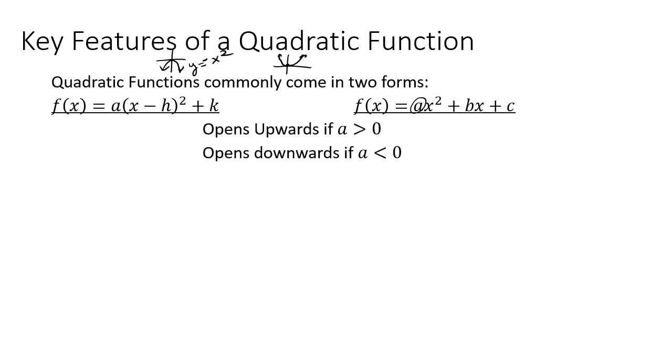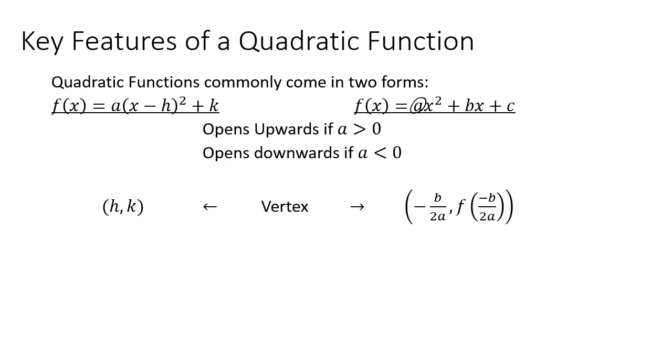Next up, let's talk about how to find the most important point on the graph, and every problem in this section, in some form or another, is going to require you to end up finding the vertex. And the formula for the vertex varies depending on what form you're looking at. And this is really going to explain why the transformation form is so much easier to work with.